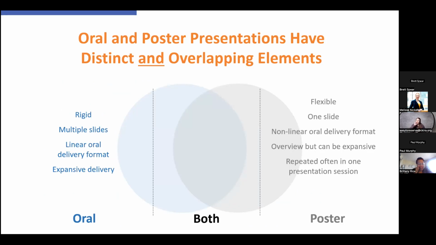Poster presentations, on the other hand, are very flexible. They may not be delivered in a sequential manner. You're going to give an overview, and you might, or most likely you will, repeat your presentation to different people or attendees in a multitude of different ways.